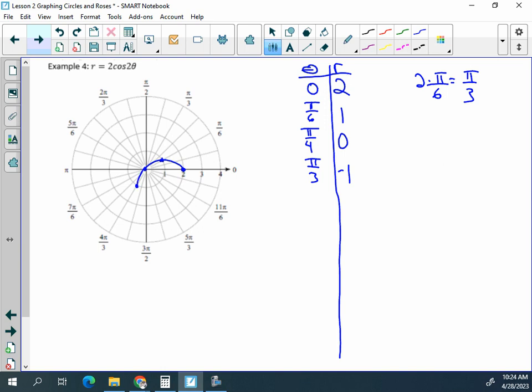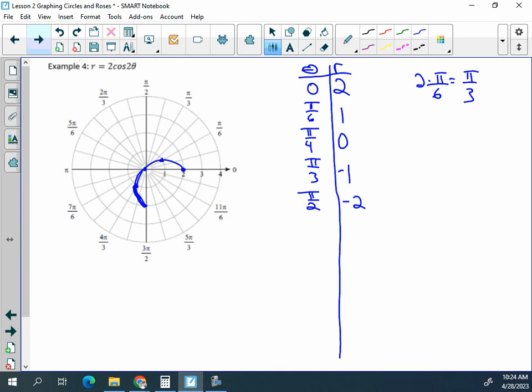Okay. Now we've got pi over 2. If we multiply pi over 2 by 2, that gets us pi. Cosine of pi is negative 1, times 2 is negative 2. So pi over 2, again, we're going to flip over. So that'll put us right there. Sorry that's a little funky looking.